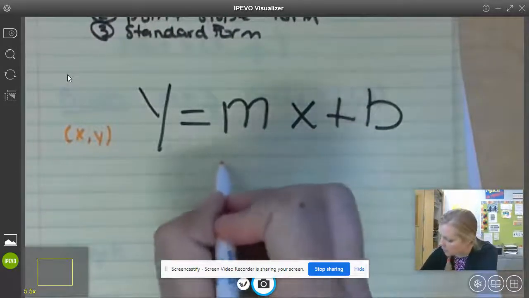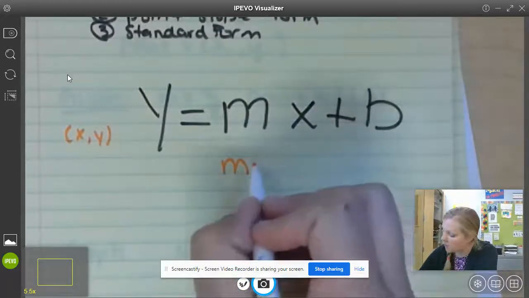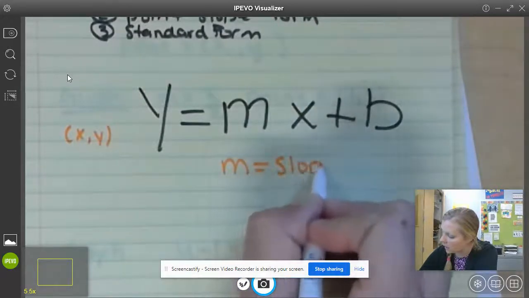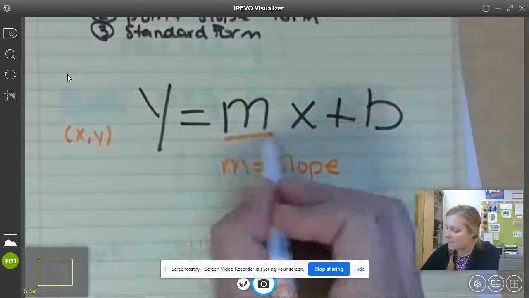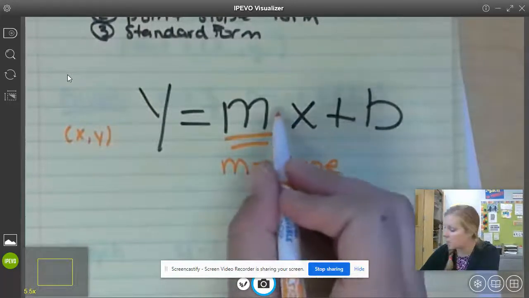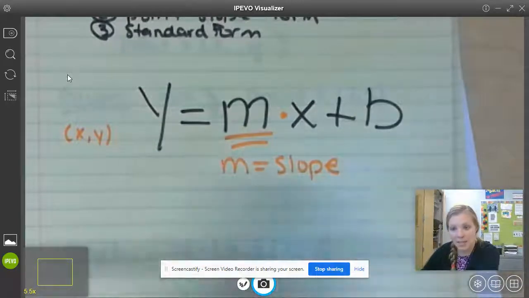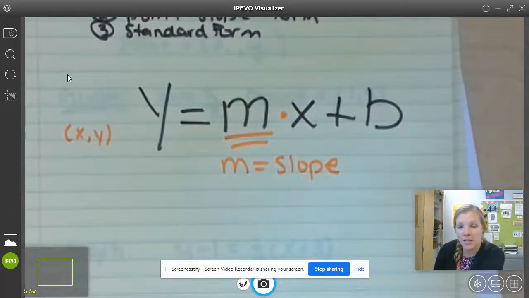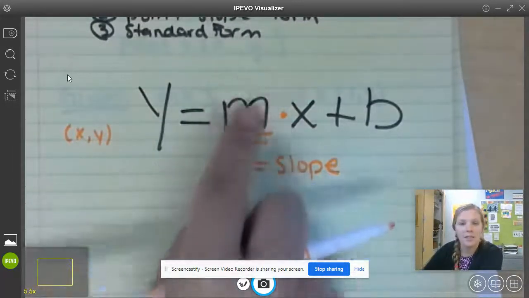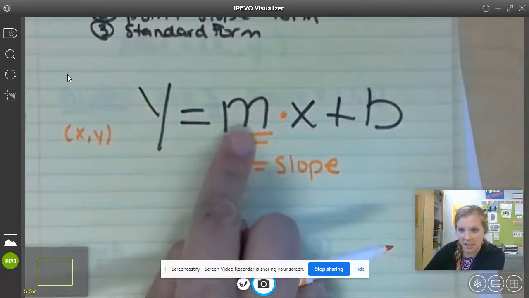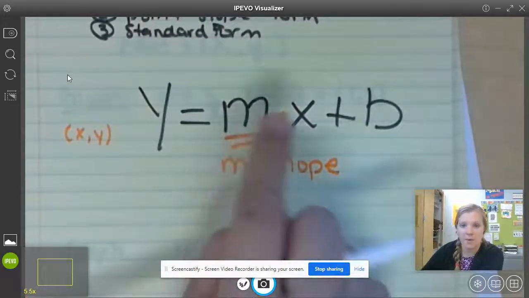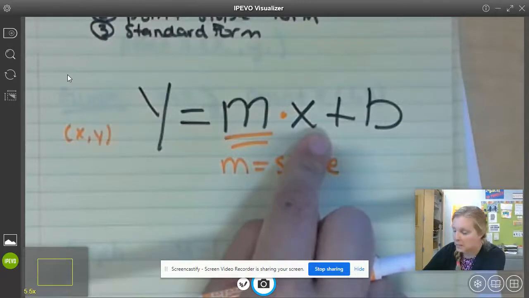M stands for something. We should know what M stands for. M is the slope of the line. Notice the M is the coefficient. It's what's being multiplied with the x. So if my equation is written in a different order, that's okay. The slope is not always necessarily the first thing. It's always the number that's being multiplied by the x.